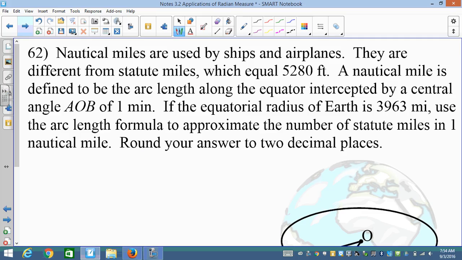Okay. I believe this is going to be our last question. Okay, nautical miles are used by ships and airplanes. They are different from statute miles. Statute miles are what we use, which equal 5,280 feet. There you go. 5,280 feet equal 1 mile. A nautical mile is defined to be the arc length along the equator intercepted by a central angle, AOB, of 1 minute. Itty bitty angle. If the equatorial radius of the Earth is 3,963 miles, use the arc length formula to approximate the number of statute miles in a nautical mile. Round your answer to 2 decimal places.